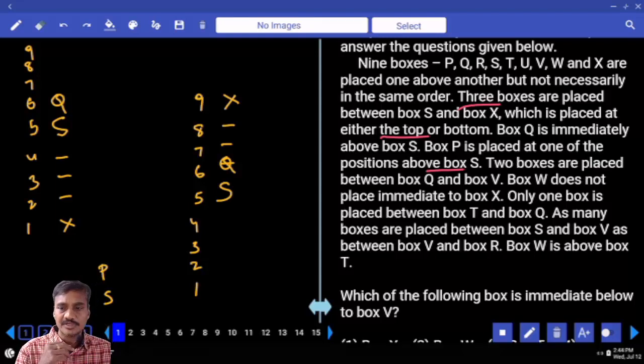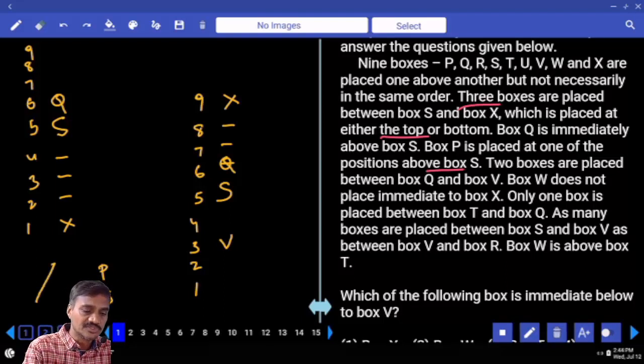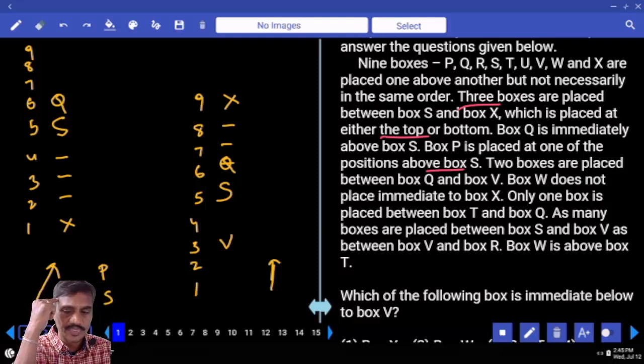Then next one, 2 boxes are in between Q and V. Now in between Q and V, how many boxes are there? Exactly 2 boxes. Now in this case, with 2 boxes between Q and V, there are 2 different possibilities. In this case, we have 2 different possibilities for this wing. Here we have only one possibility. Then what we need to do? As there is only one possibility, we need to focus on this one first. If it has been done, you can save 1 or 2 minutes in this, isn't it?